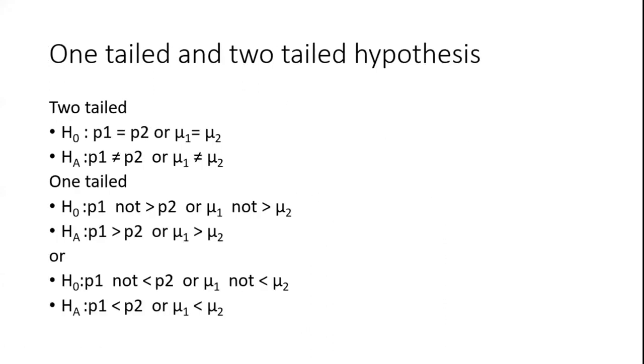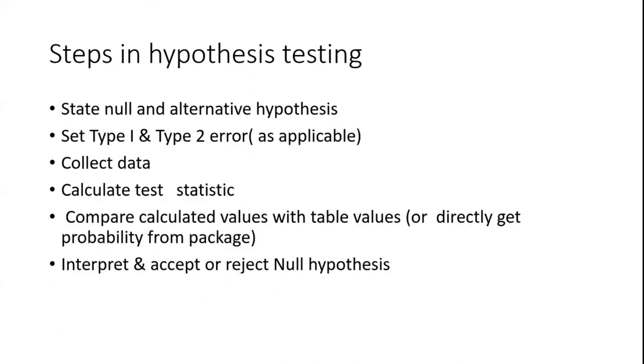Then you've got something which is called one-tailed and two-tailed hypothesis. If I say that drug A is better than drug B, then that is a one-tailed hypothesis. If I say drug A is different from drug B, then that is a two-tailed hypothesis. Drug A can be better, drug A can be worse. So that is a two-tailed hypothesis. By and large, in statistics, we do two-tailed hypothesis.